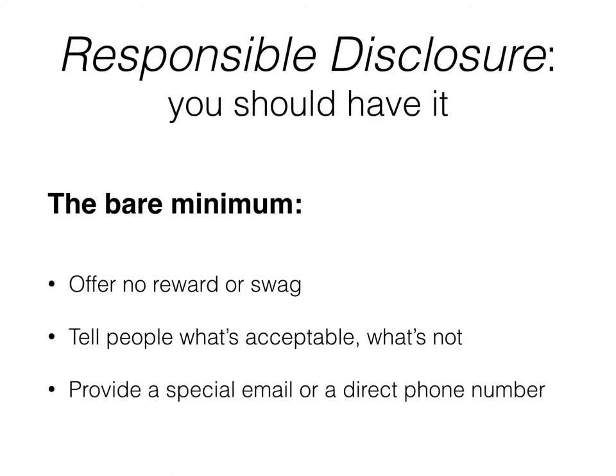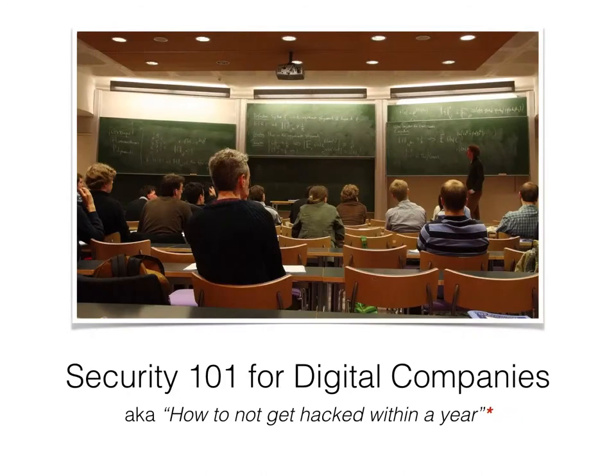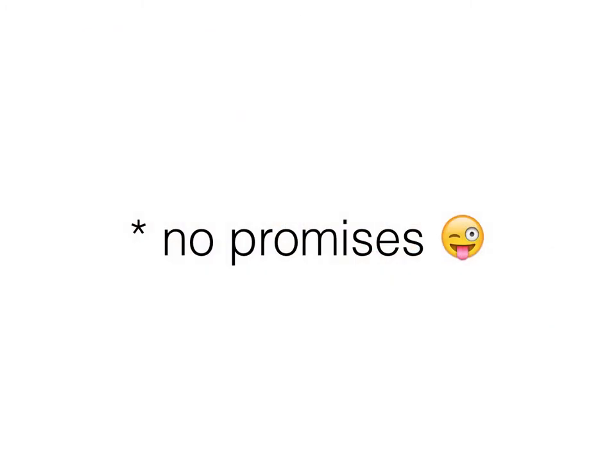And the most important part, provide a special email or a direct phone number that they can call and say, yo, I have a problem, here it is, and you can get on that quickly. So that concludes the responsible disclosure section. And now we're getting into the fun specifics: security 101 for digital agencies, how to not get hacked within a year. But I'm not promising you anything on that.